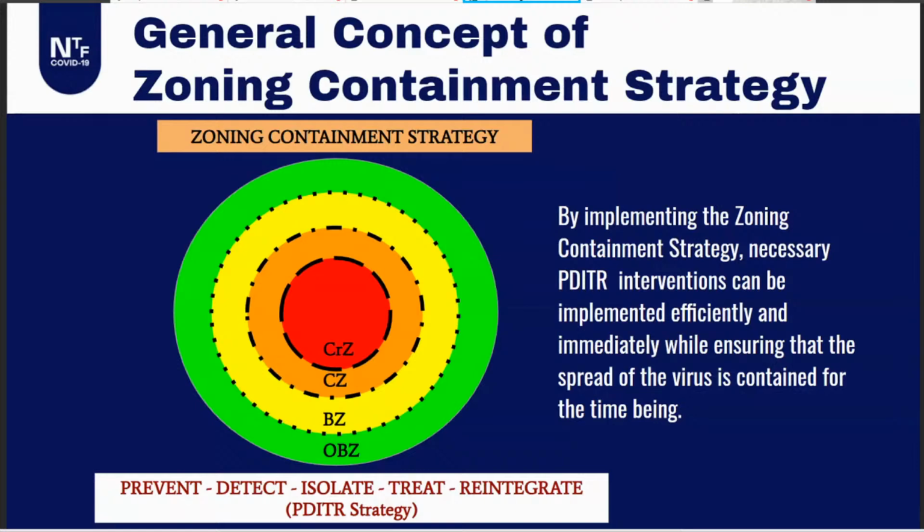And therefore, the zoning containment strategy will allow the local task force to conduct first contact tracing. Second, once na-trace mo na yung mga close contacts, you isolate the positive and then quarantine the close contacts. You treat those with symptoms and then you test. So, you do na yung testing. So, these are the activities that will be done while zoning containment strategy is being implemented.